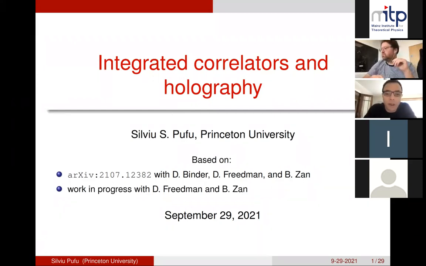So I wanted to talk about some work that I did with Damon Binder, Dan Friedman, and Bernardo Zahn. You can also see my pointer, right? Yes. Very good. And I'll also mention some work in progress with Dan Friedman and Bernardo at the end of the talk if there's time.